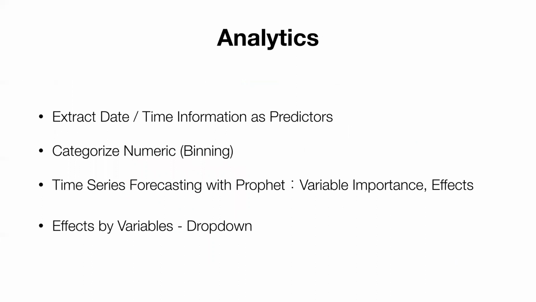And the next one is analytics. I want to talk about these four things. Extracting the date time information as predictors, this is for machine learning and statistical modeling. The next one is categorizing numeric, which is also the same. The third one, time series forecasting with Prophet, we introduced this thing called variable importance, which I want to show in a demo. And the last one is effects by variables, where we introduced drop-down control. So let's go one by one.